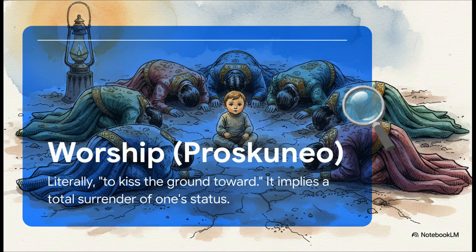The Greek word here for worship, proskuneo, it isn't just a polite nod. It literally means to kiss the ground toward. It's total surrender. So our prompt has to capture that. We're not just saying they bowed. We're saying powerful royal advisors lay themselves flat on a dusty floor before a toddler, their expensive robes dragging in the dirt. It's all about showing that complete and utter surrender.